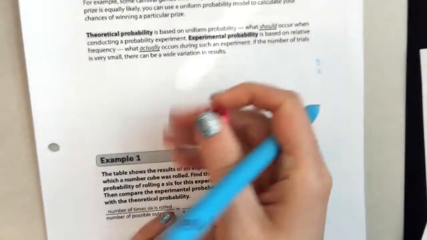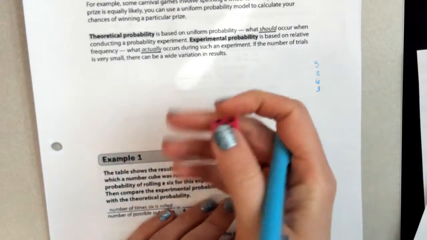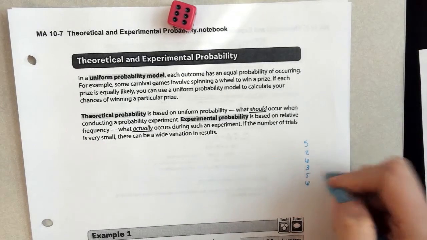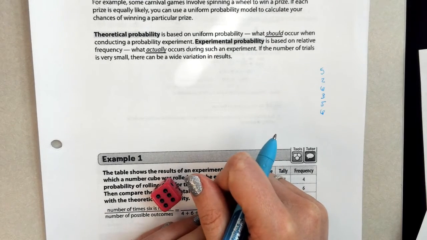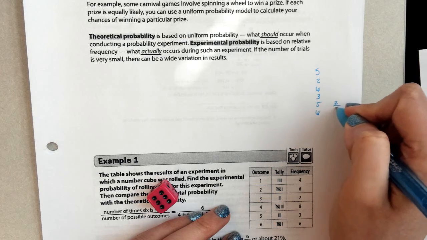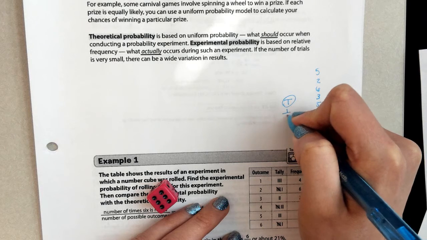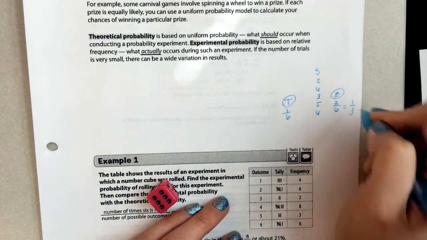5, 2, 6, 3, 5, and 6. Okay? So again, remember the theoretical probability of rolling a 5 was 1 out of 6. I rolled a 5 2 out of 6 times. So my theoretical was 1 out of 6. My experimental was 2 out of 6, or 1/3.